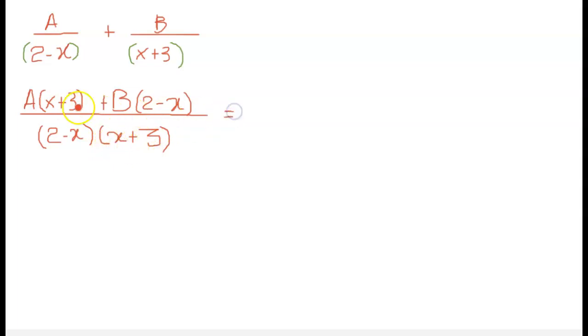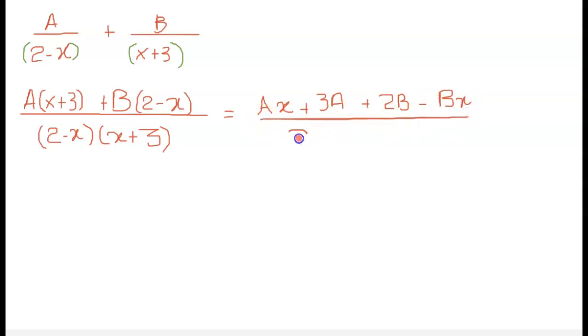After we got that bit, we need to simplify. Multiply by the A inside. You will get ax plus 3a, plus 2b minus bx, divided by 2 minus x and x plus 3. We do one more step here.